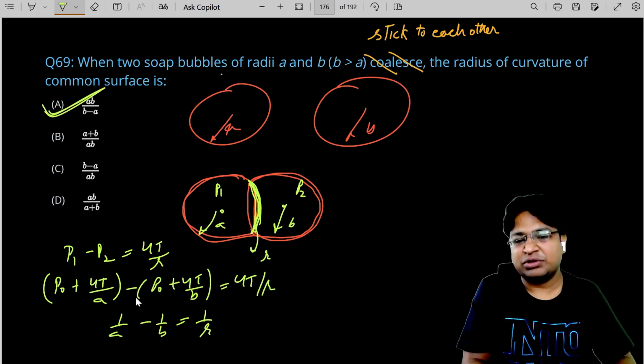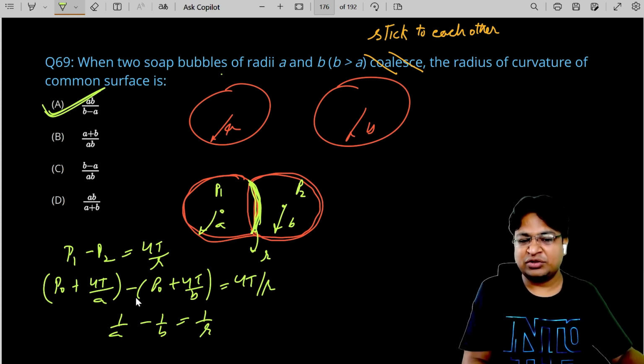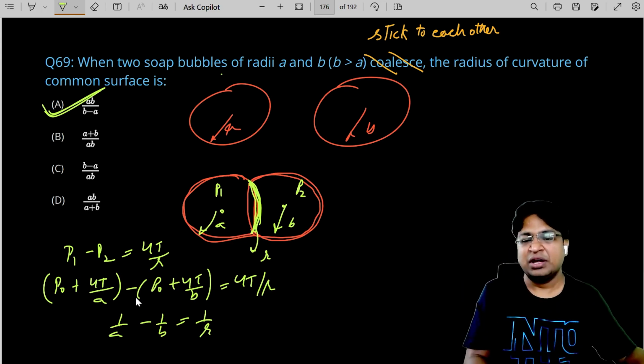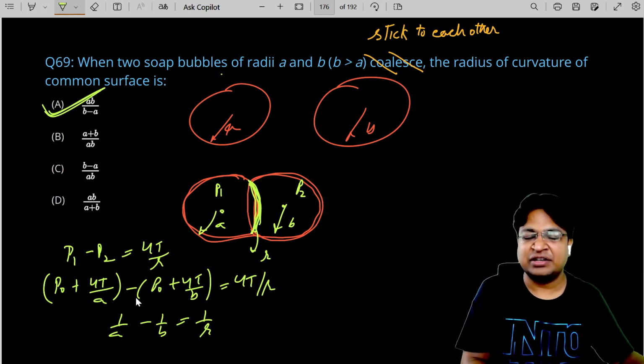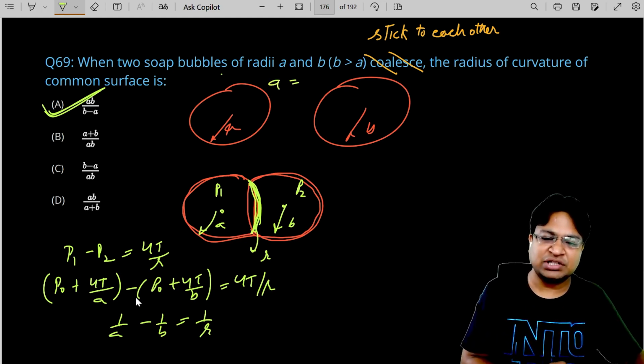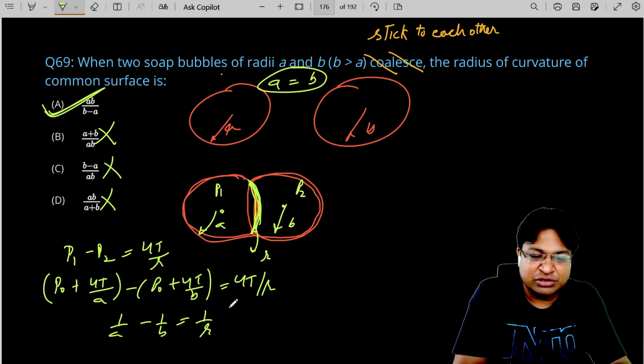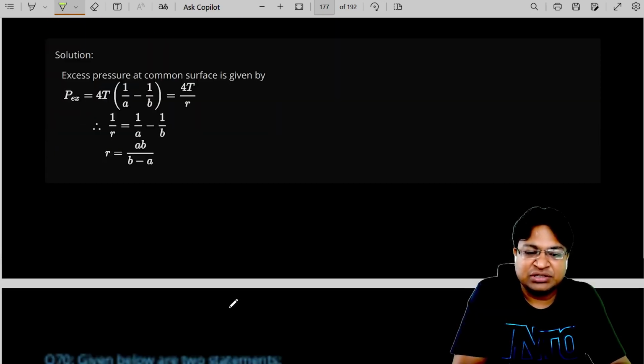There's another thing that you could have tried. If both the bubbles have equal radii, then when they stick to each other, there would be a plane surface between them, which has infinite radius. So if we put A equal to B, we can check what all the options are giving us. This is not giving infinity, this is not giving, this is not giving, this is giving us a zero. So option A should be the correct one. As I said, you can go for eliminations also, guys. You can definitely try eliminations in the exam.